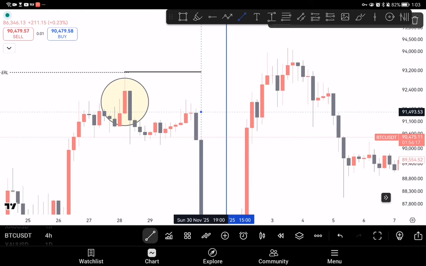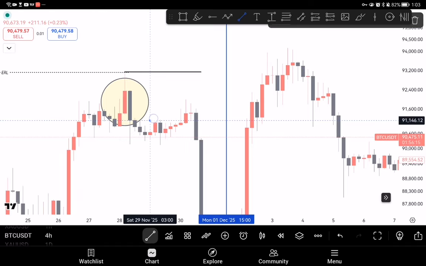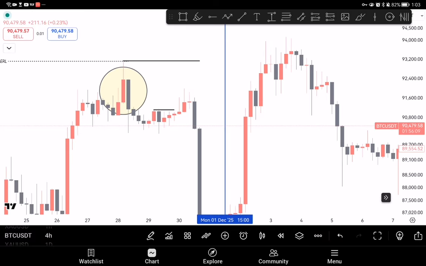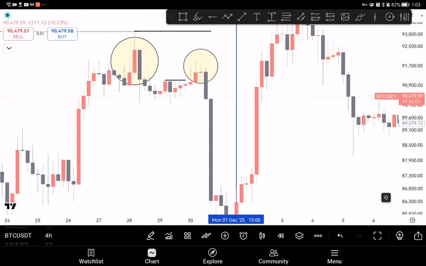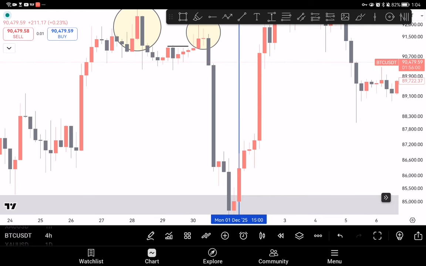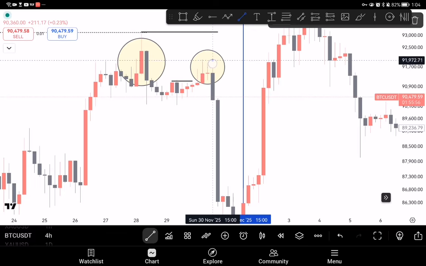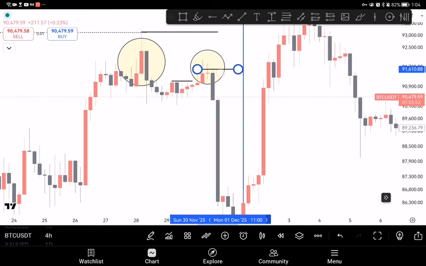Let me show you. We had the CRT formation here, right? But you're going to see that price continued here. I don't know if you guys can see that. Now, this is where we finally had our CRT formation. I'm marking all these zones so that when we go to the 15-minute time frame, it's going to be easy for us to mark our entry points.